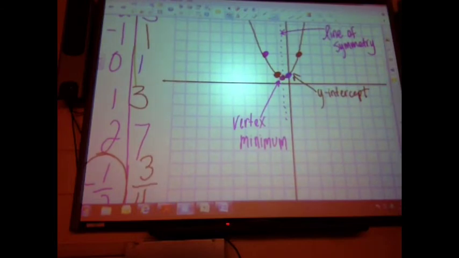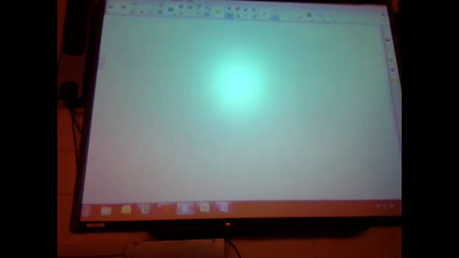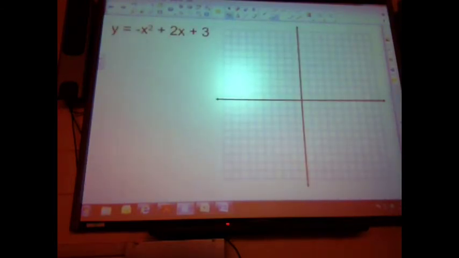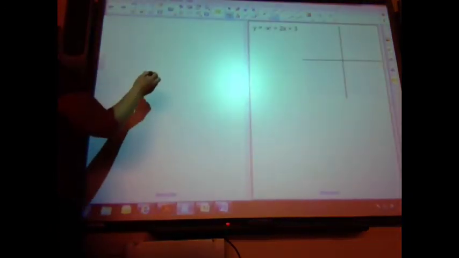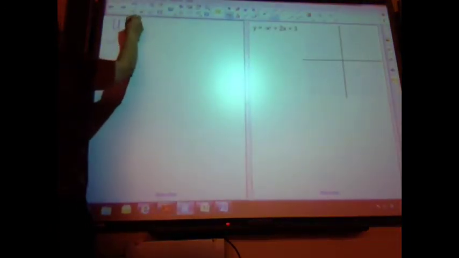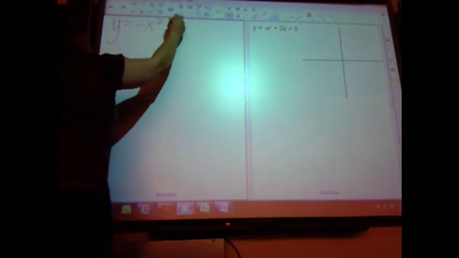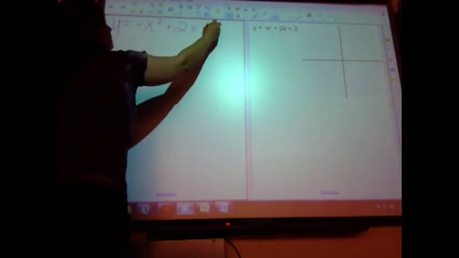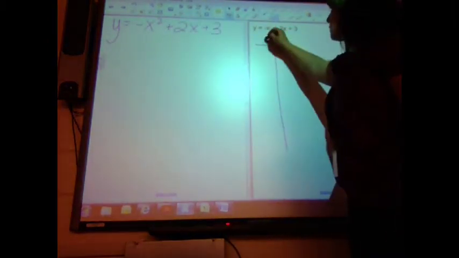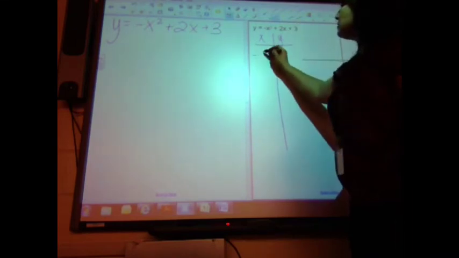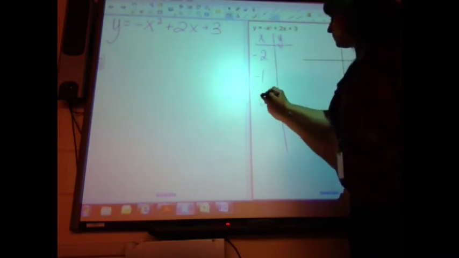We have one more to do. It is y equals negative x squared plus 2x plus 3. So again, I'm going to make this 2 pages so we can show our work better. We're going to make our same t-chart. We can even use the same numbers if we want.